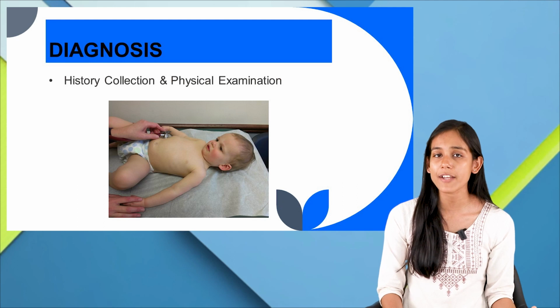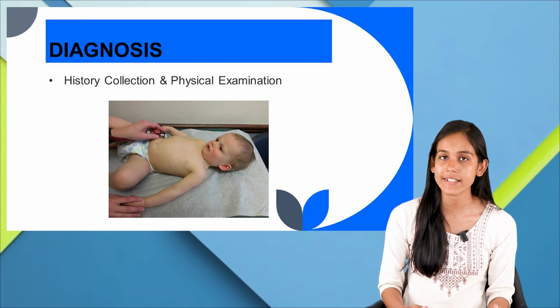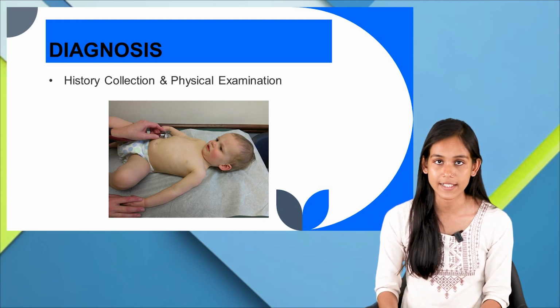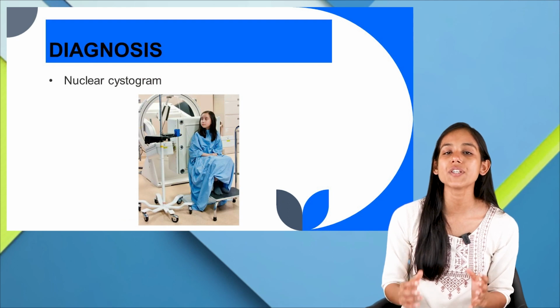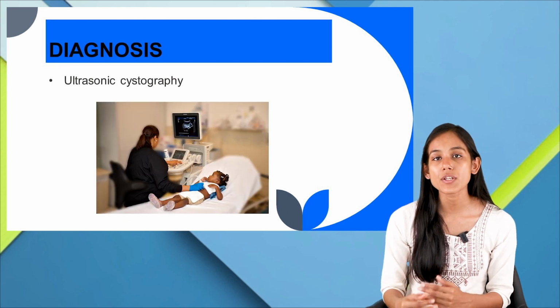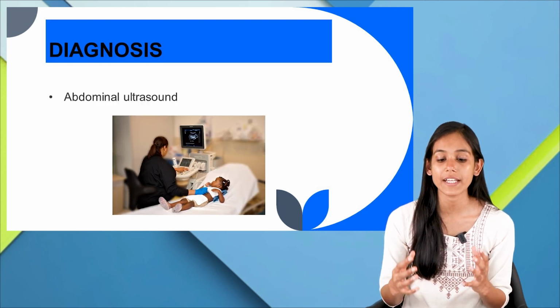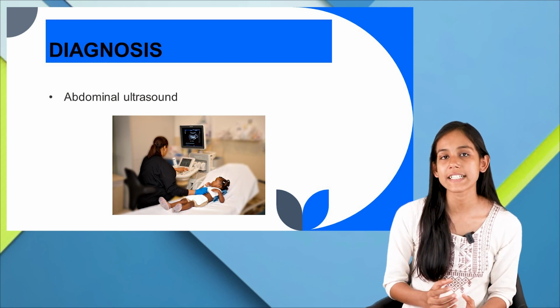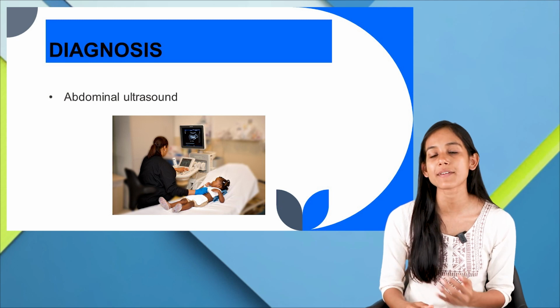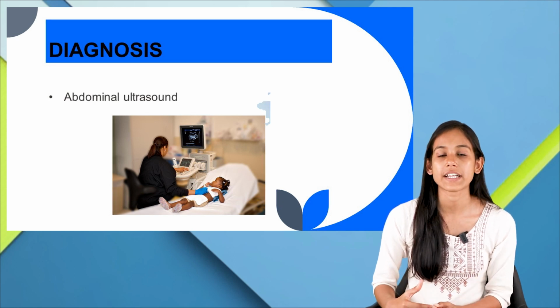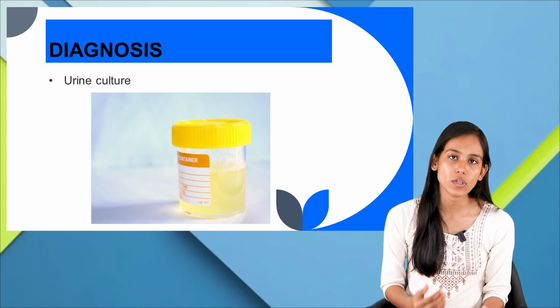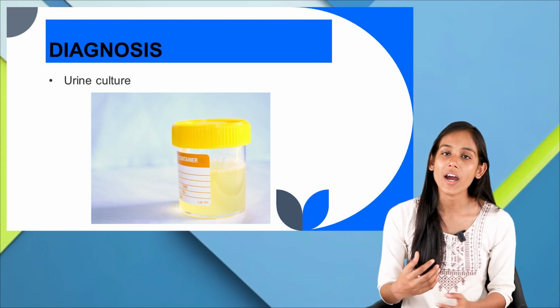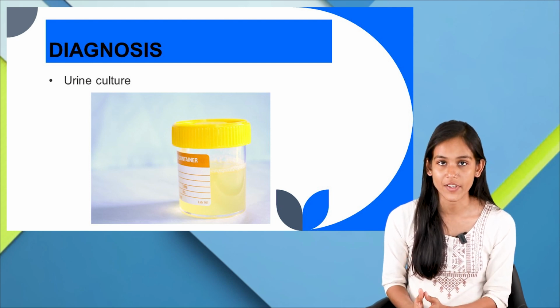For diagnostic evaluation, first we would do history collection and physical examination. And then we can do nuclear cystogram and also ultrasonic cystography and abdominal ultrasound. Ultrasound we can do to detect the size and shape of the kidneys, but that won't detect the reflux definitively. After that we can also do urine culture, to understand if there is a urinary tract infection. Next, moving on to the management.